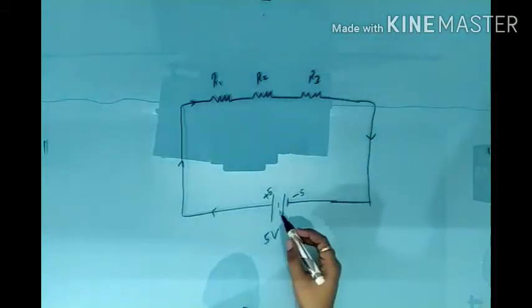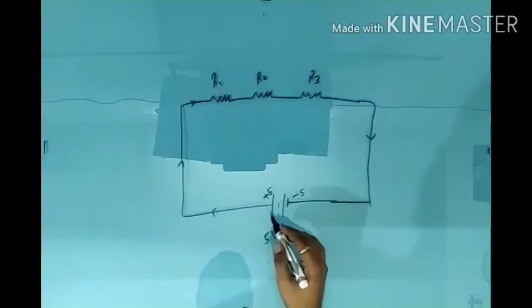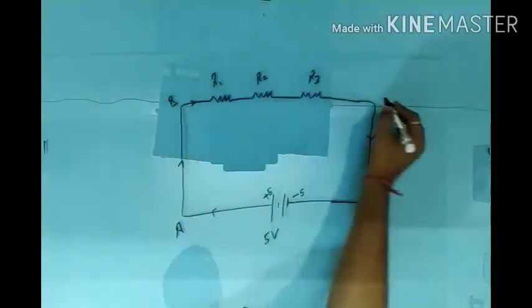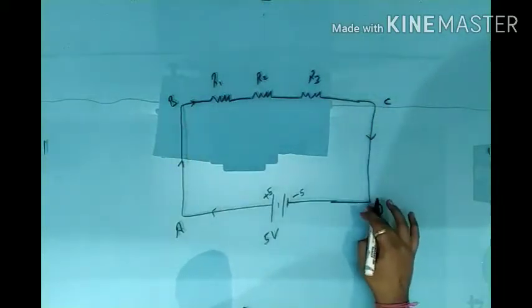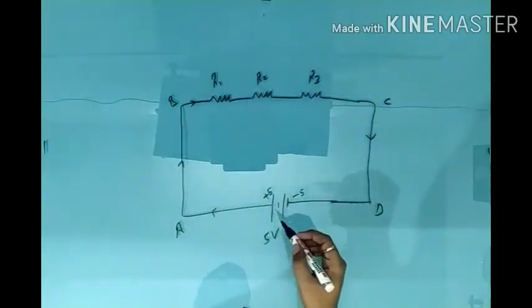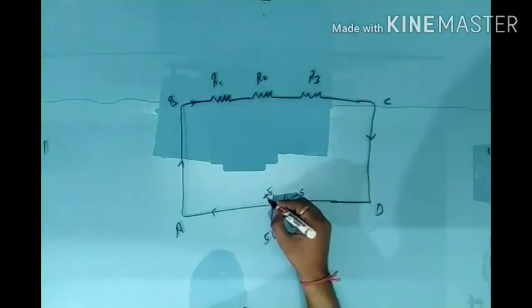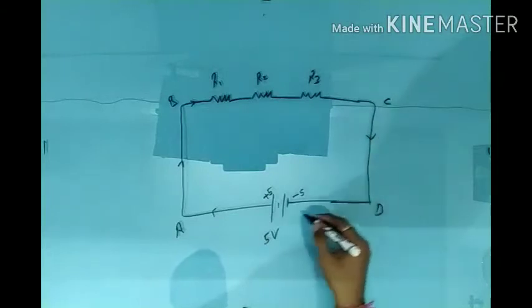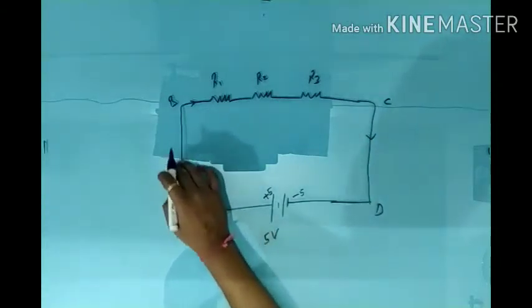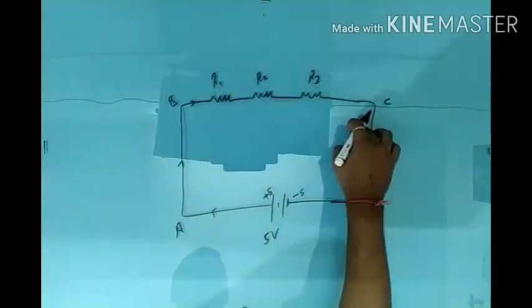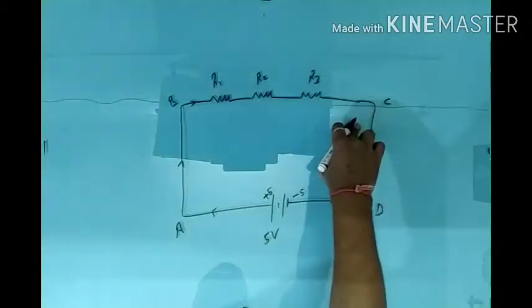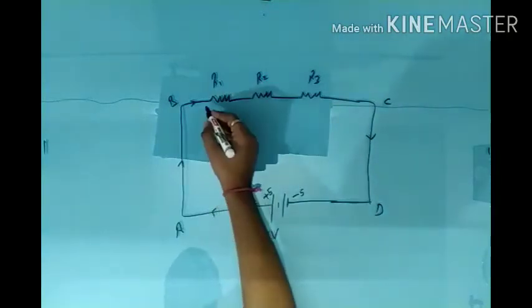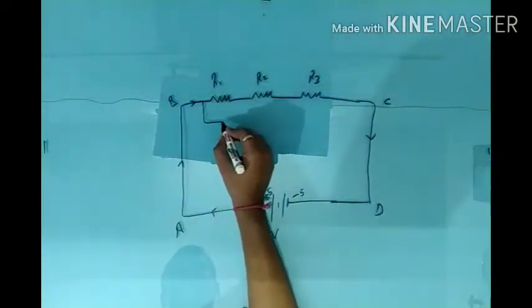First of all, we can say that while moving from point A, B, C, D, the total potential is decreasing continuously. First of all, it is plus 5, then going through this side it will become minus 5. It means step by step its potential will decrease. Then what is the cause that potential is decreasing? That is resistance. It means resistance drops some potential.